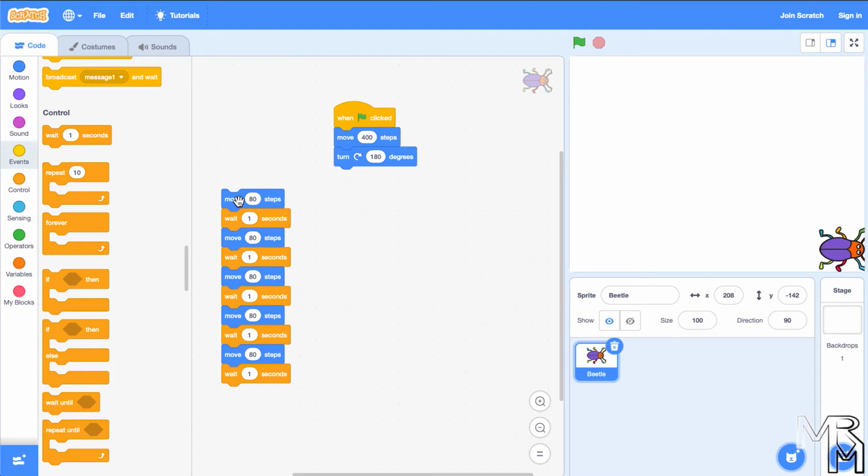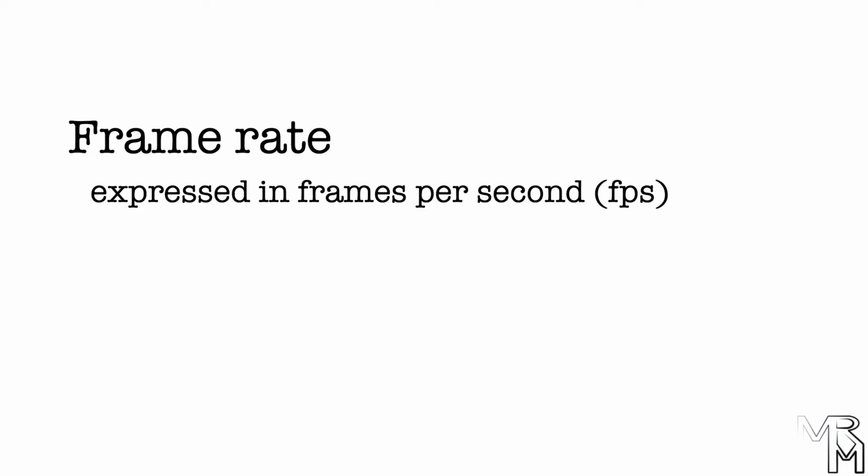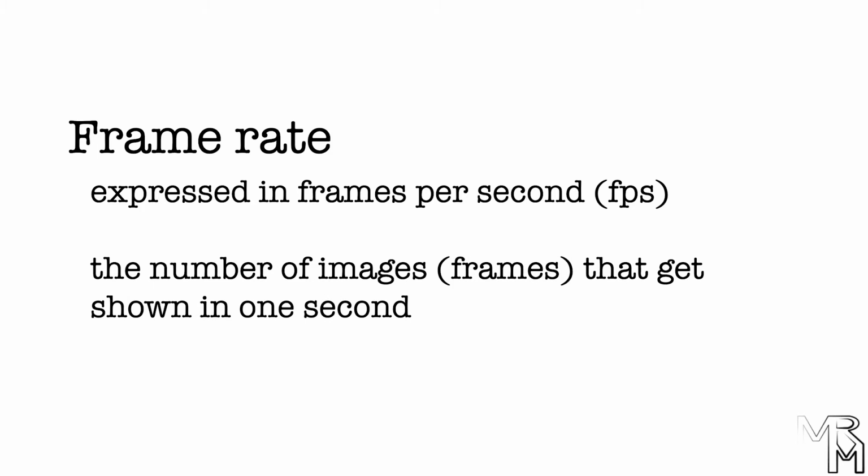To answer this question, we need to become familiar with another principle of animation, frame rate, expressed in frames per second or FPS. Every image in an animated series of images is called a frame, and frame rate is the number of frames or images that get shown in 1 second. For an animated series of images to look smooth, the frame rate should be high enough. Normally 30 FPS is just fine for a motion to appear smooth.